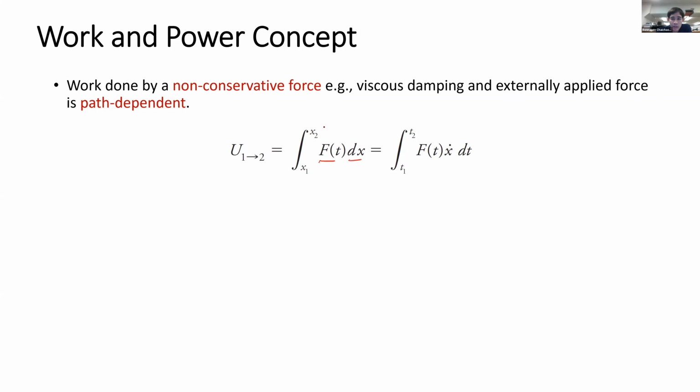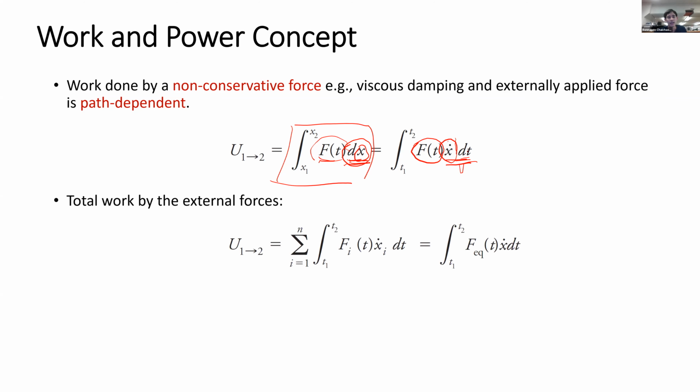In our problem, many times the force is a function of time instead of the generalized coordinate. So the original equation to compute the work is the integral of the force along a generalized coordinate. But we can modify dx to be the velocity multiplied by dt.